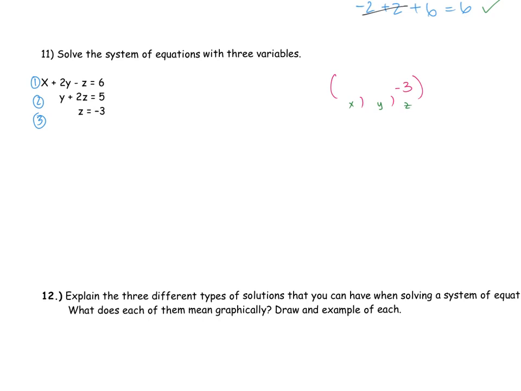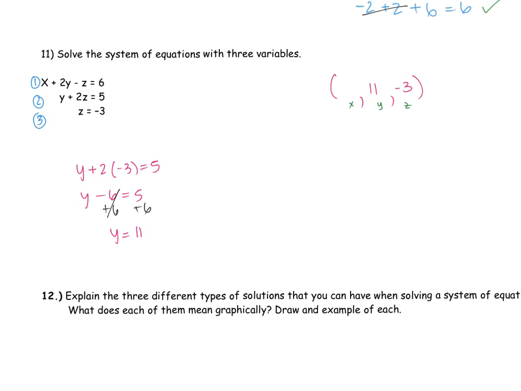Now I just need to find x and y. And I can easily do that by plugging in my z value into the second equation because there's only 2 variables to begin with. So if I plug in my z value, I can find y, which is what I'm going to do down here. So if I take y plus 2 times z, which is negative 3, and I work this out, I have 2 times negative 3, which is negative 6. If I add 6 to both sides, that cancels, and y equals 5 plus 6, which is 11. So my y here is 11.